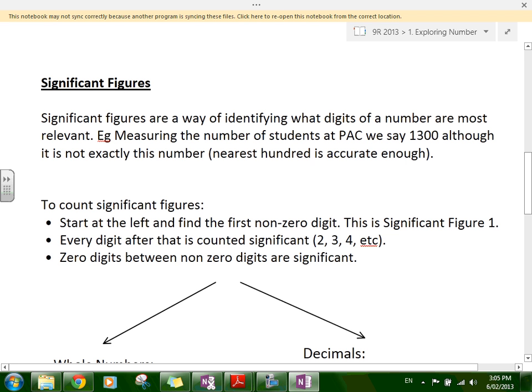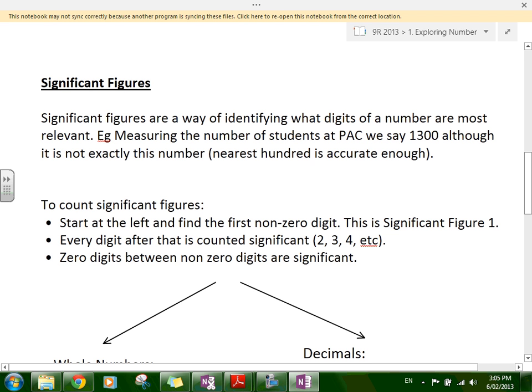So we're going to do some examples, but basically, to count significant figures, you start at the left-hand side of the number, and you find the first non-zero numeral. And this counts more when it's a decimal, 0.00. You find the first non-zero digit, that's significant figure number 1. That's your first significant figure.